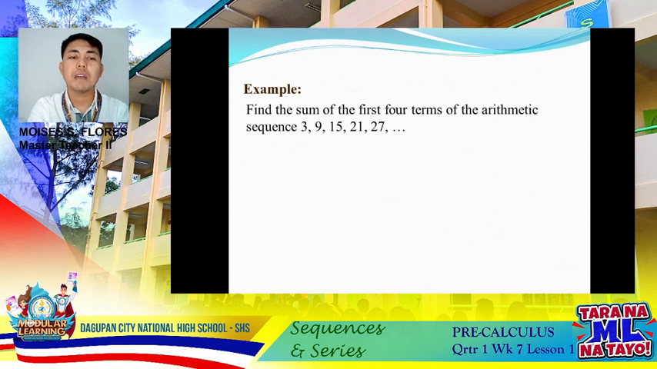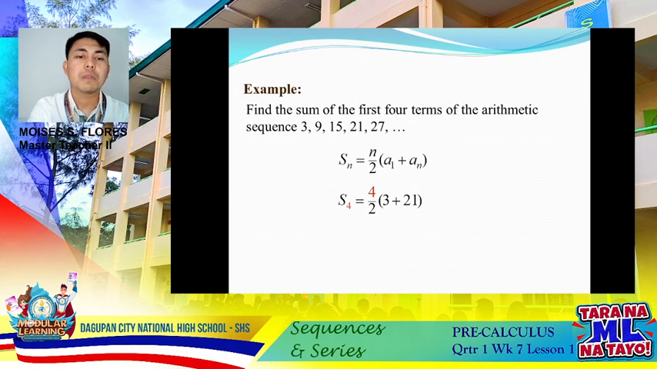So therefore, we have simply 6. Okay, so first 4 terms. Our n from our formula, S of n equals n over 2 quantity a sub 1 plus a sub n. So n is 4 because from our first 4 terms. Then a sub 1 is 3. Then of course a sub n, 4 terms, 4. So therefore 1, 2, 3, 4. We have 21. Okay, so why is it not 27?